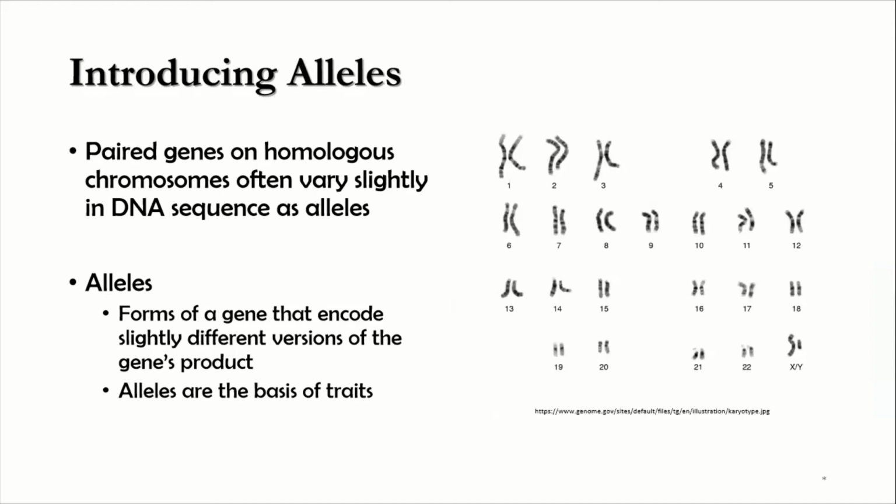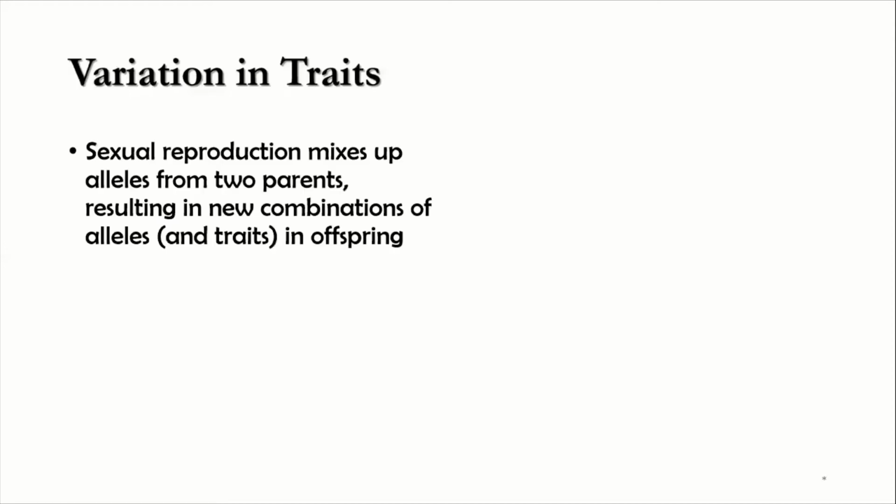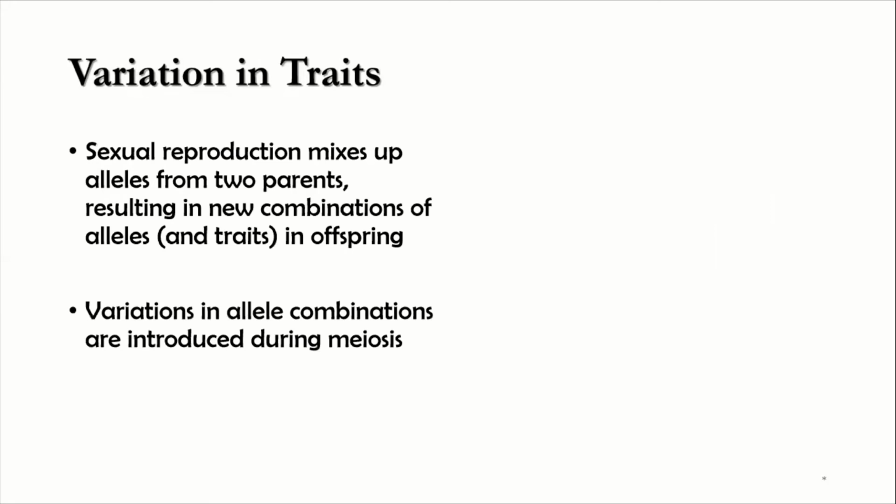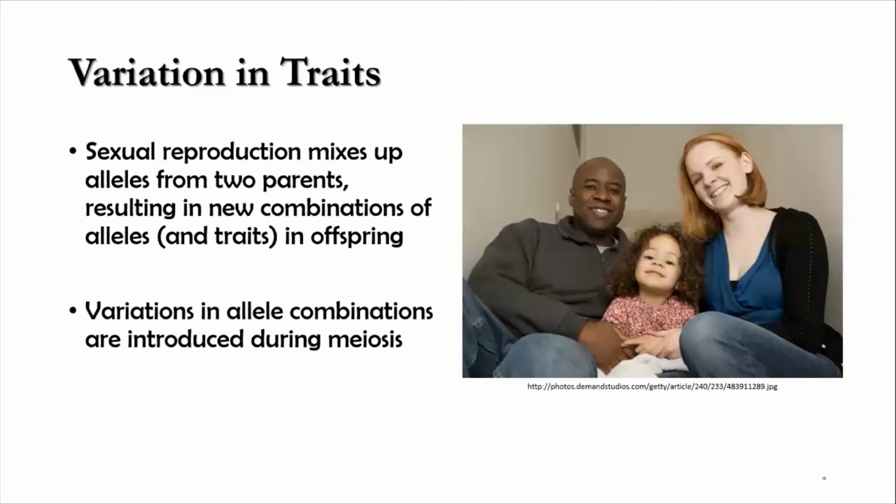Okay, so as mentioned a while ago, you have seen this already, your karyotype. So your paired genes on homologous chromosomes often vary slightly in DNA sequences, as shown by these alleles. Okay, so variation in traits happen because of the new combination of alleles and traits. Okay. So this variation in allele combinations are introduced during meiosis. Okay. So as shown in this picture, which I downloaded from the internet, let's say these are the parents. So you would see now the combination of traits passed on to their child.